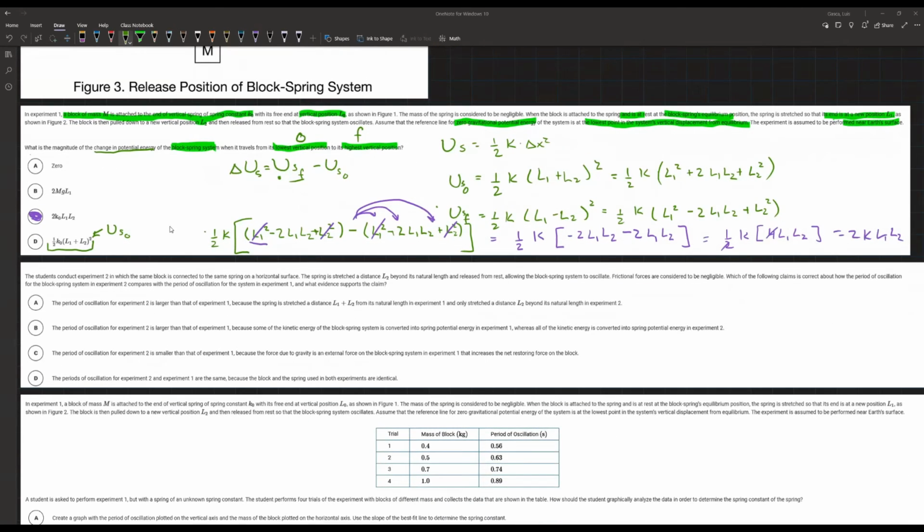We'll go ahead and continue to the next one. So they tell us that the students conduct experiment 2, in which the same block is connected to the same spring on a horizontal surface. The spring is stretched a distance L2 beyond its natural length and released from rest, allowing the block spring system to oscillate. Frictional forces are now considered to be negligible. Which of the following claims is correct about how the period of oscillation for the block spring system in experiment 2 compares to the period of oscillation for the system in experiment 1, and what evidence supports this claim?